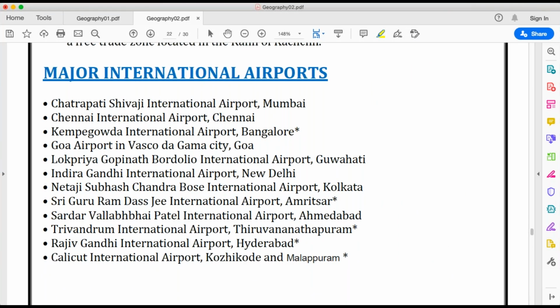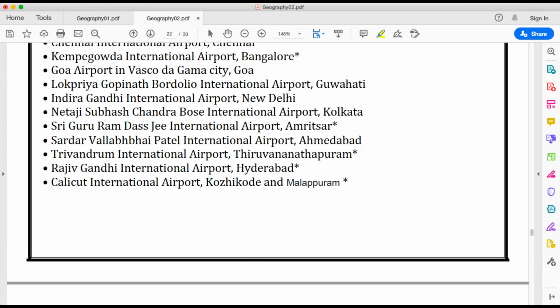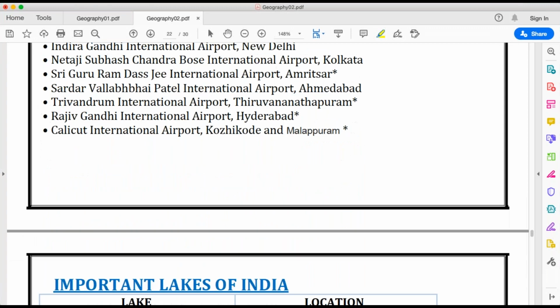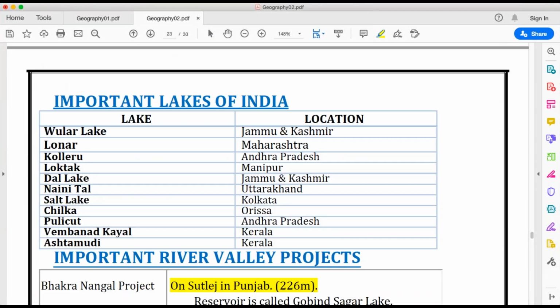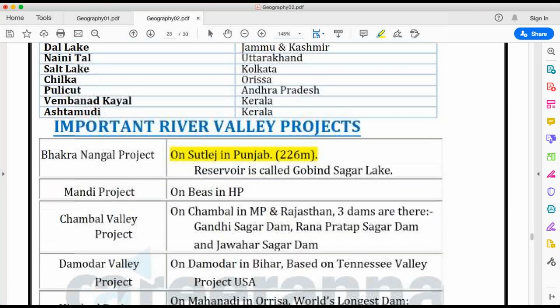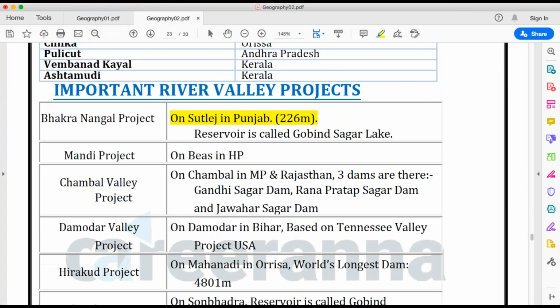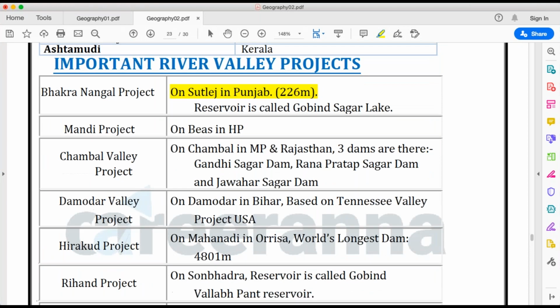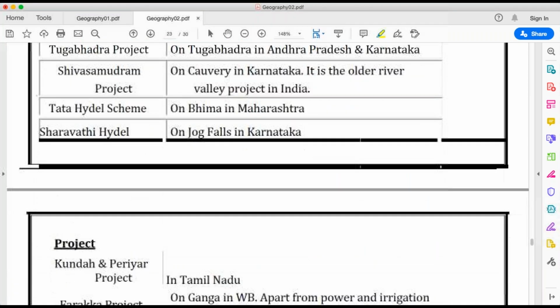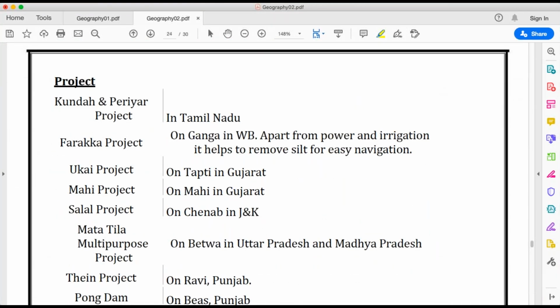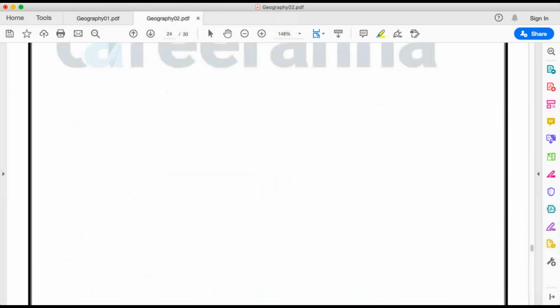International airports, name and the cities where they are. Lakes, again important. Remember this table which is there. Name and location, that's it. River Valley projects, just the name of the project and the state, nothing else.